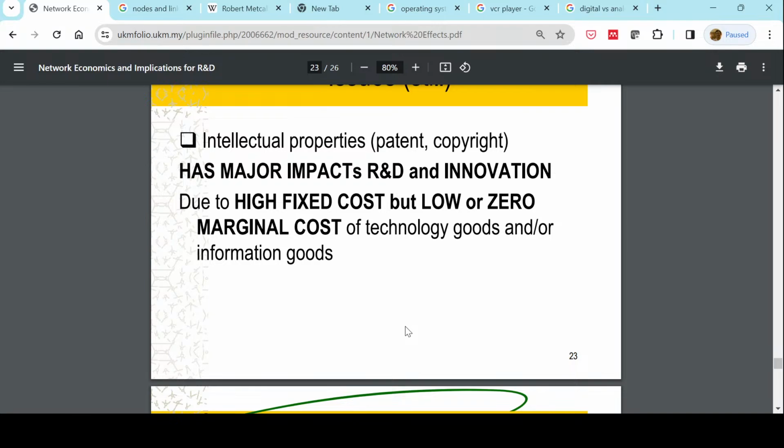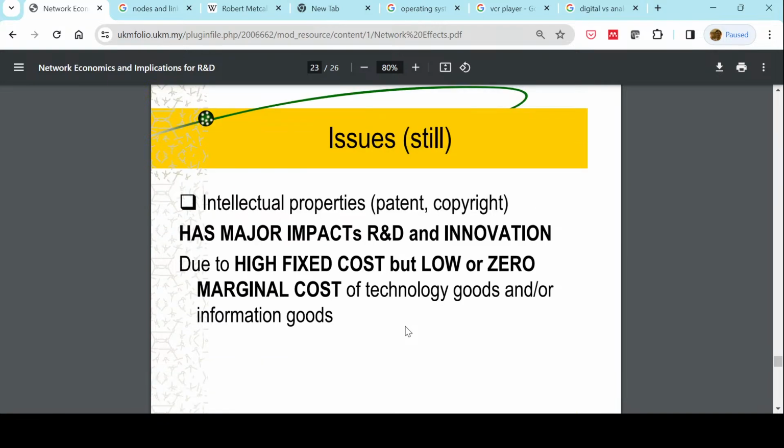Issues still. Intellectual properties, patent, copyright has a major impact on R&D and innovation. This is because of high fixed cost. When you want to start something, the cost is very high. You start a movie, for example. How much for a movie? You spend 1 million ringgit for a movie.